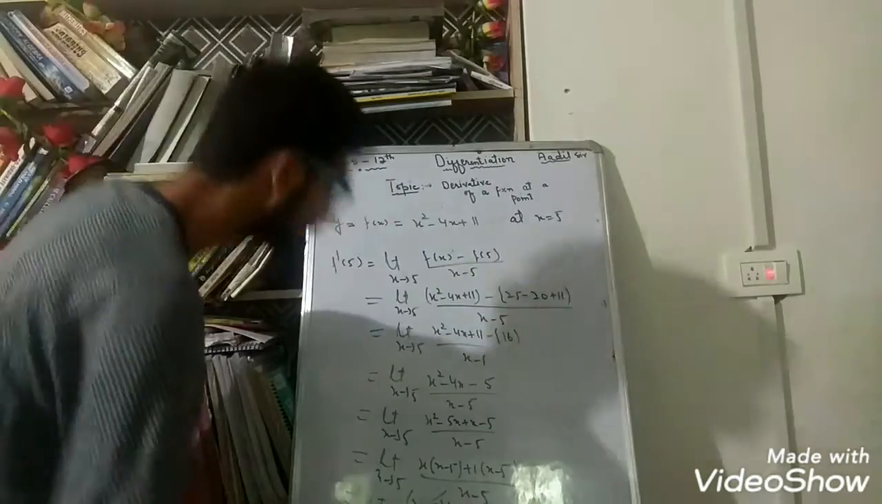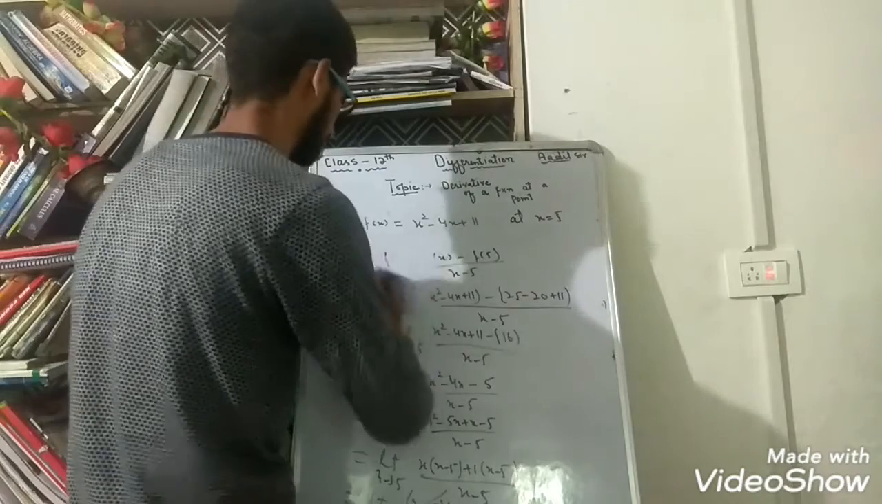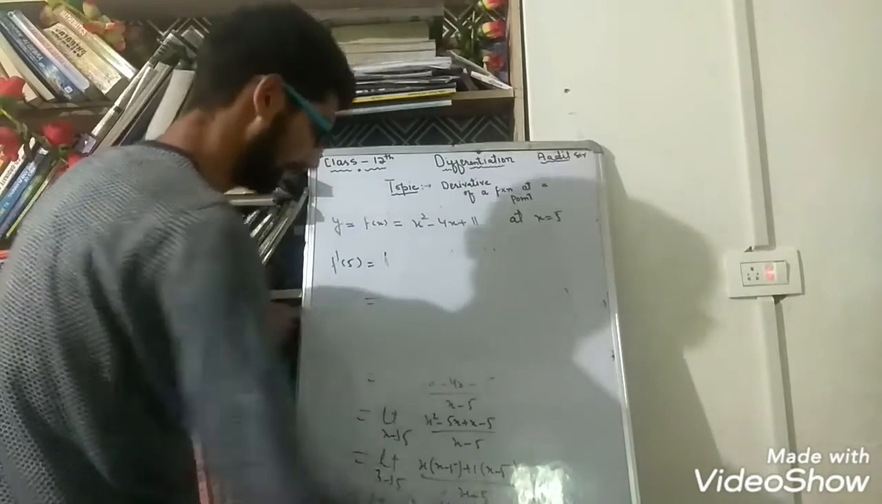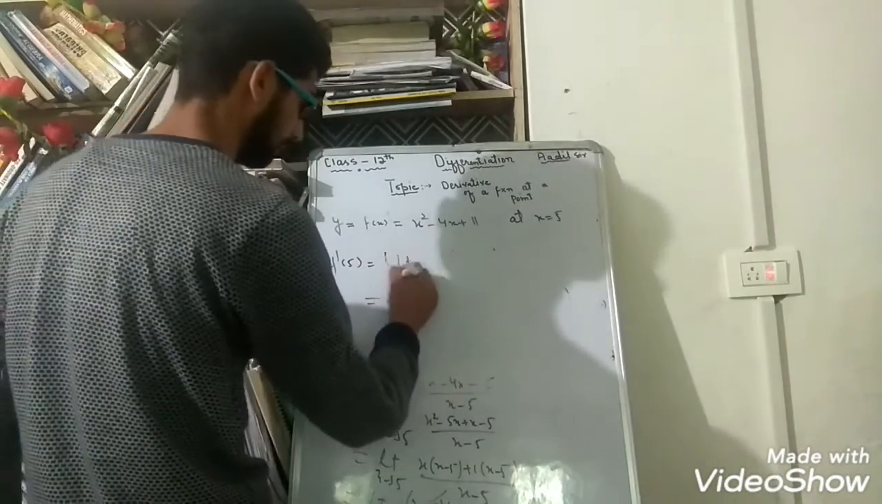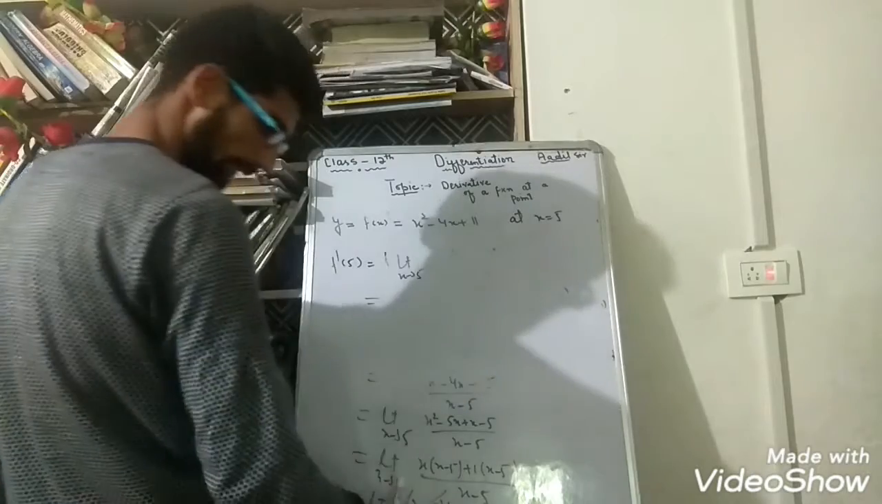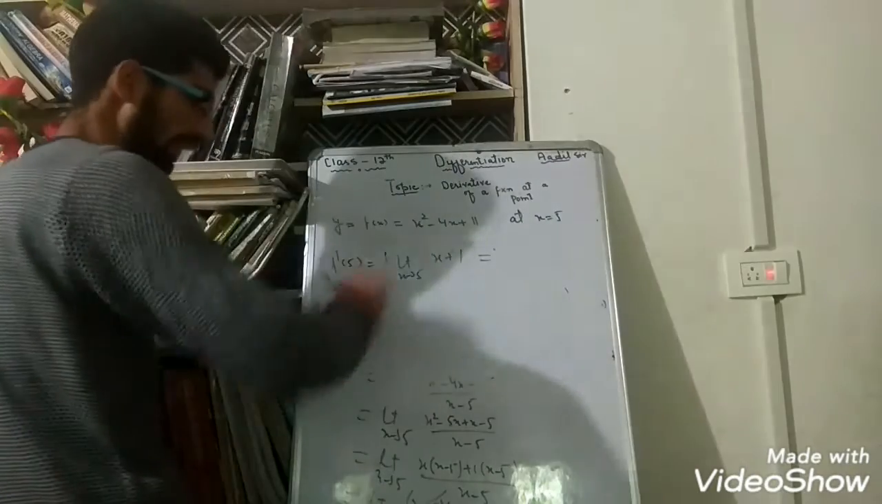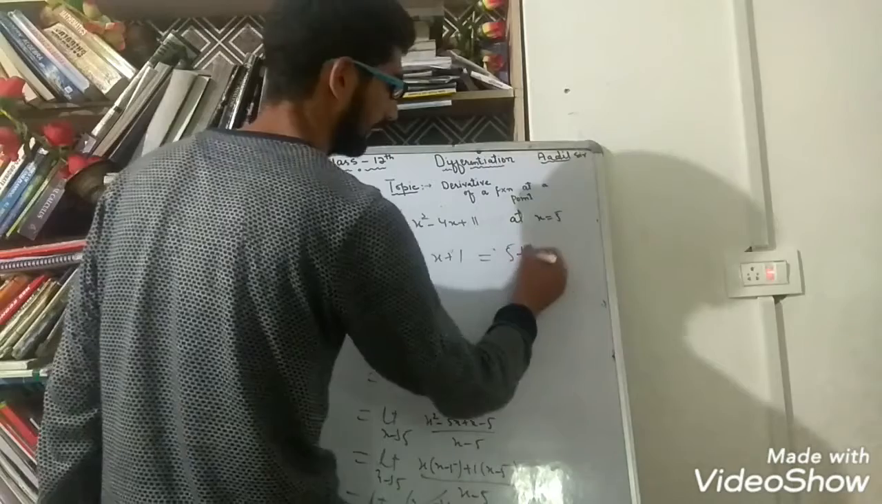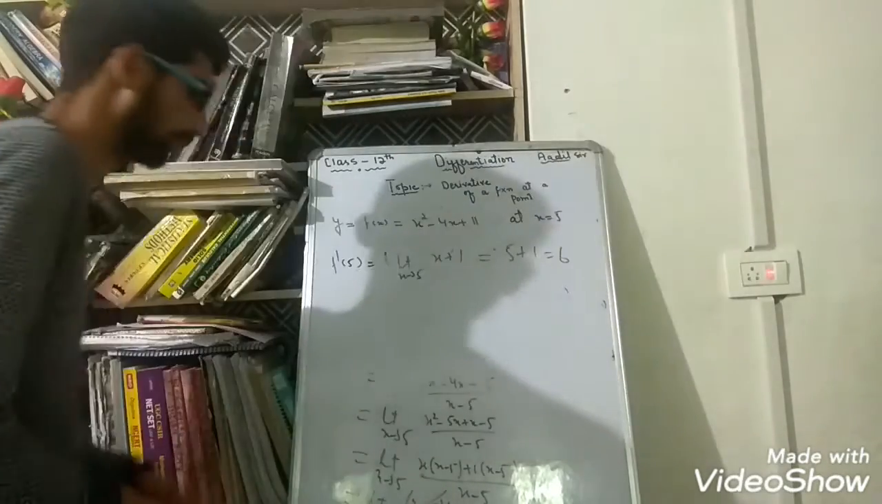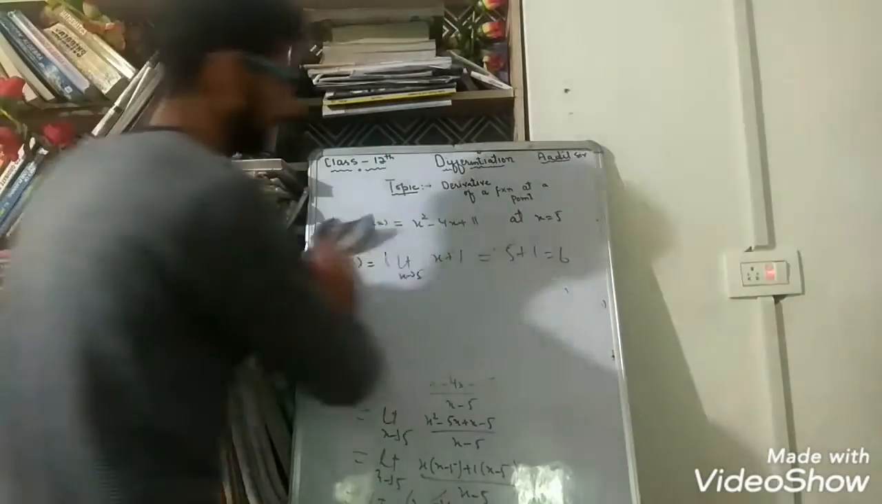We are getting f dash of 5 as limit x tends to 5 of x plus 1. We can now use the direct method, so it will be 5 plus 1, that is 6. This is by the first method. We have already discussed this method.